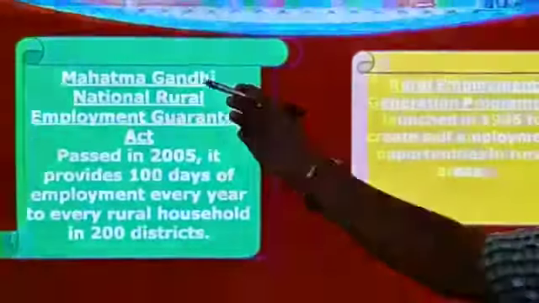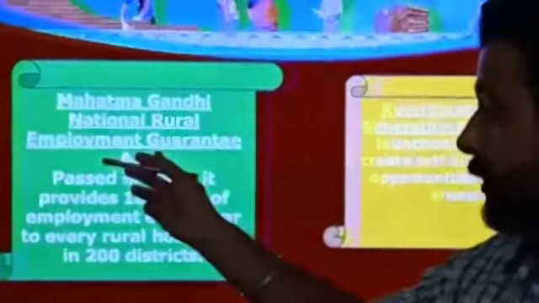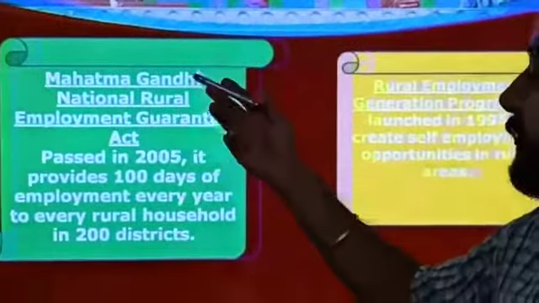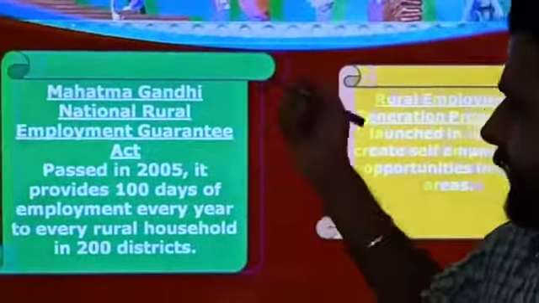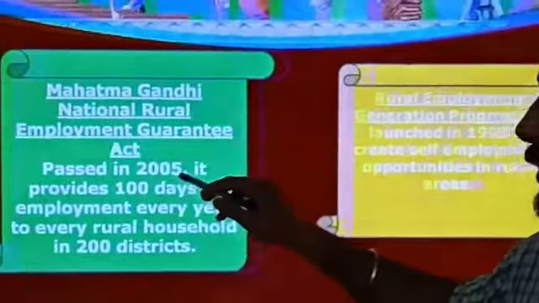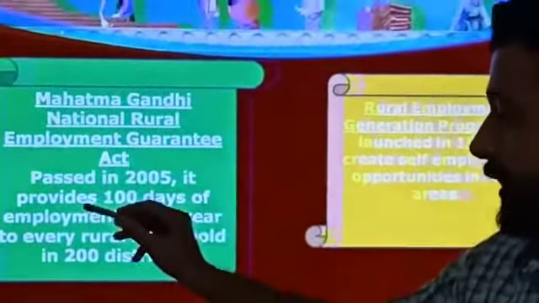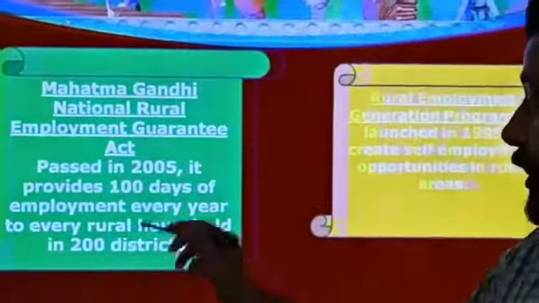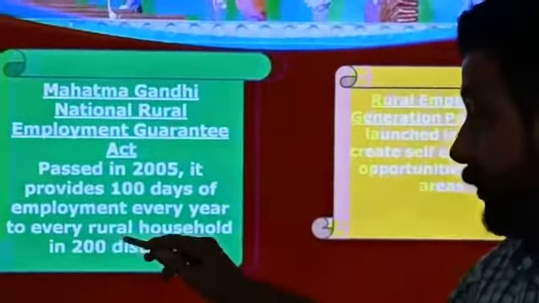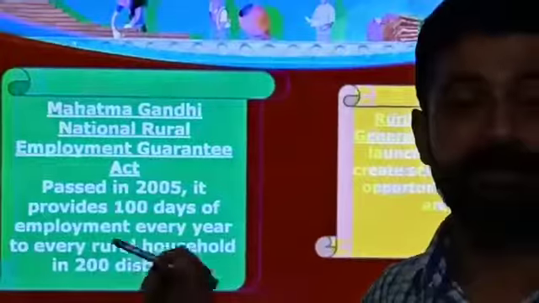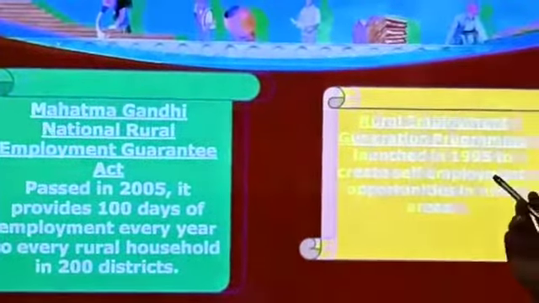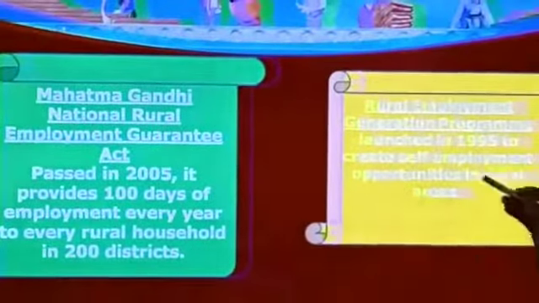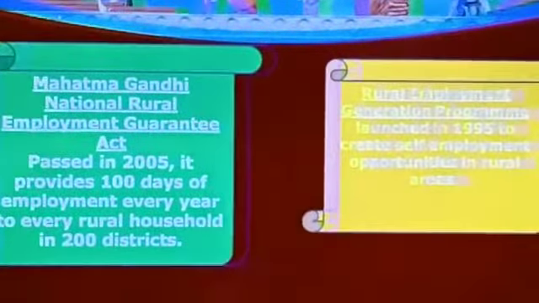Now next, Mahatma Gandhi National Rural Employment Guarantee Act. In short, we call it MGNREGA or NREGA. This act was passed in 2005. It provides 100 days of employment every year to every rural household in 200 districts. Okay. It was passed in 2005. Next is Rural Employment Generation Program. When was it launched? In 1995, to create self-employment opportunities in rural areas also.